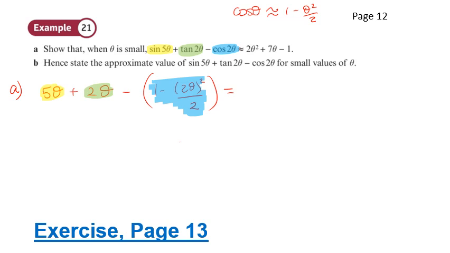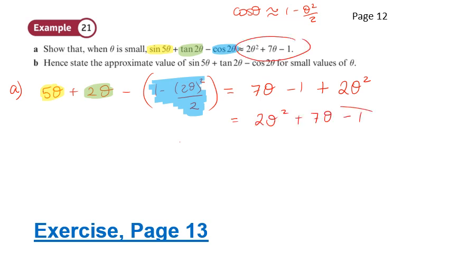So from the yellow and the green, 5 theta plus 2 theta is 7 theta. Then I'm subtracting 1. And a minus times a minus is a plus. 2 theta squared is 4 theta squared divided by 2, which is 2 theta squared. And then if I just change the order around a little bit, you can see that it's the same as what we were aiming for.